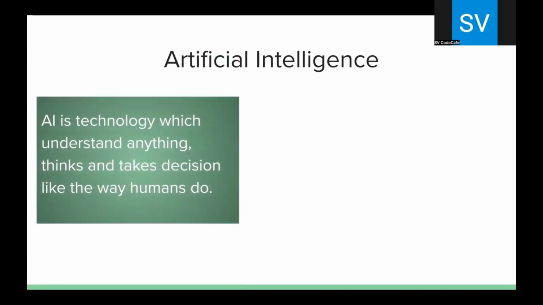So before we jump on to the introduction to generative AI, let's understand what is artificial intelligence. It is a technology that simulates human-like behavior. It's designed to understand, think, and make decisions similar to how humans do. But how does it actually work? Let's break it down.